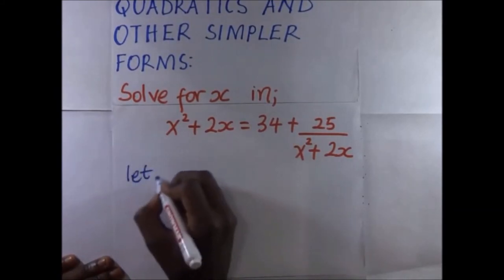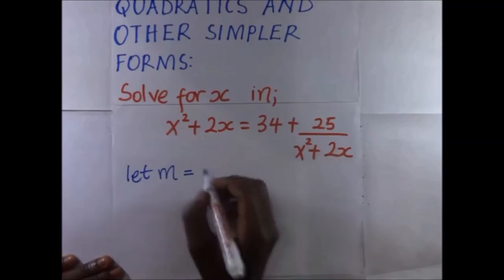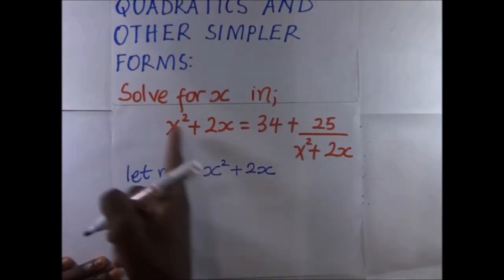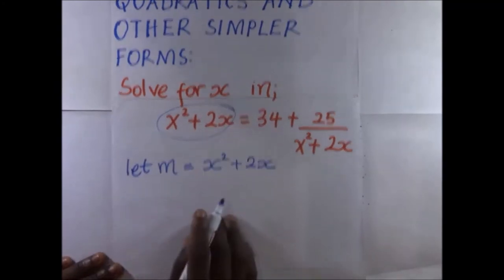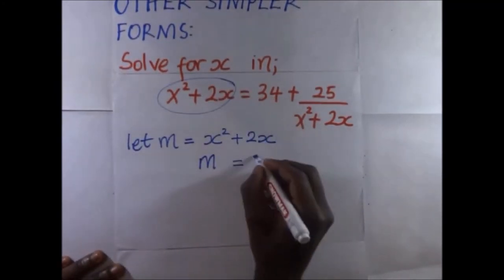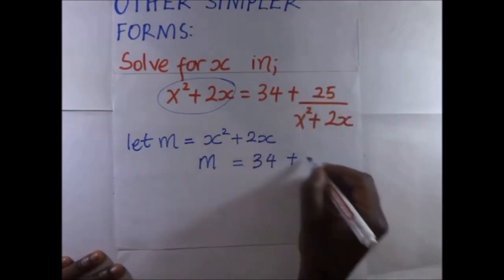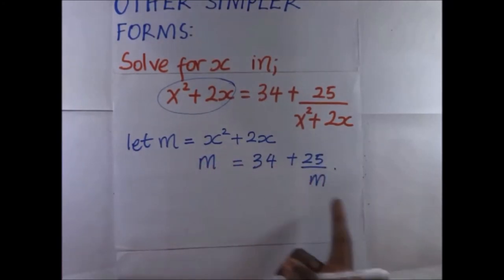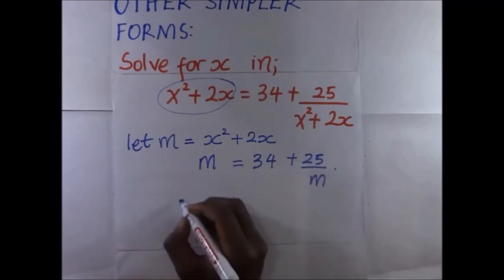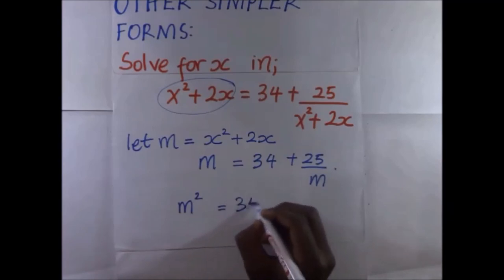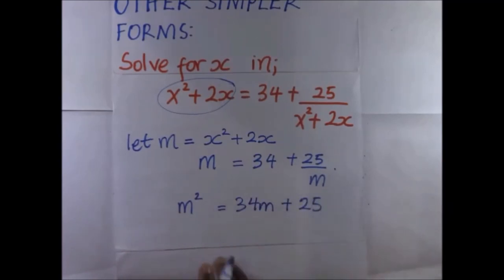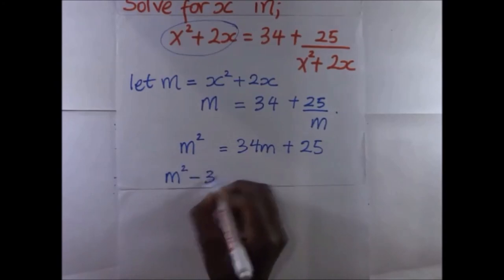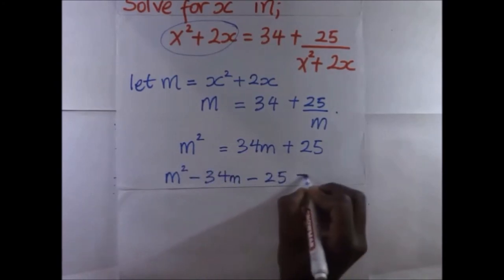Let m be equal to x squared plus 2x. When we make m be equal to x squared plus 2x, it means that this whole expression now becomes m is going to be equal to 34 plus 25 over m. So we multiply through by m to make this a flat equation, and then we work towards solving for the value of m. So when we multiply by m throughout, it becomes m squared is going to be giving us 34m plus 25. So it becomes m squared, this comes that way and that comes that way. It becomes minus 34m minus 25 should be equal to 0.